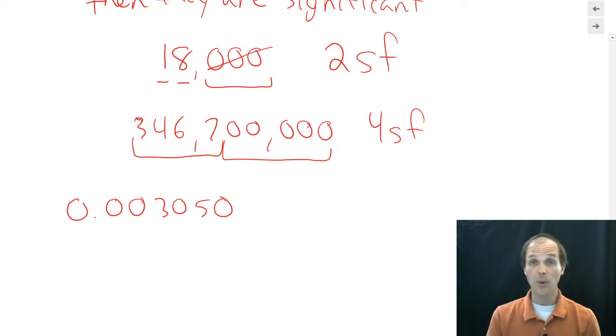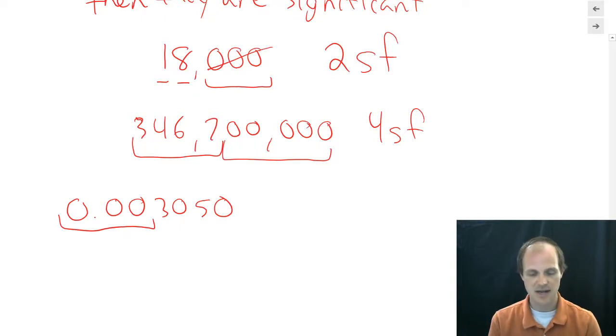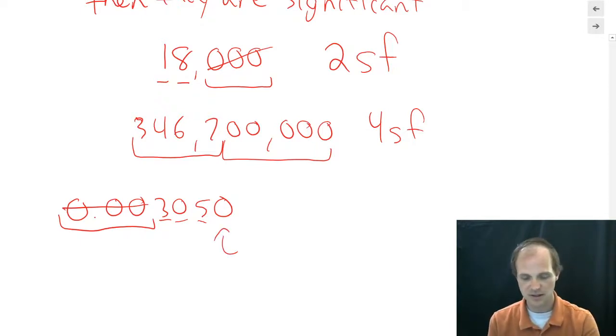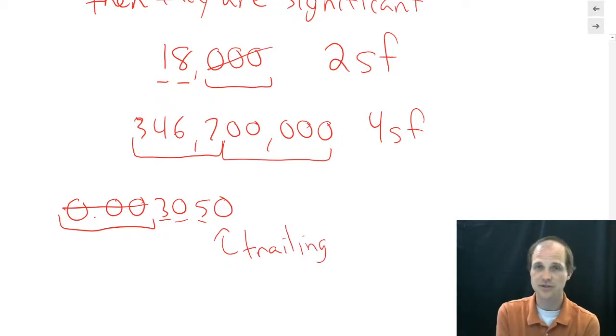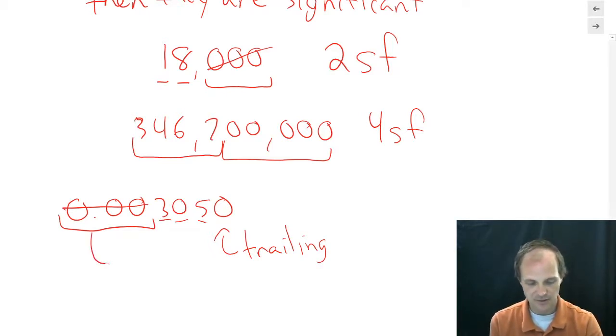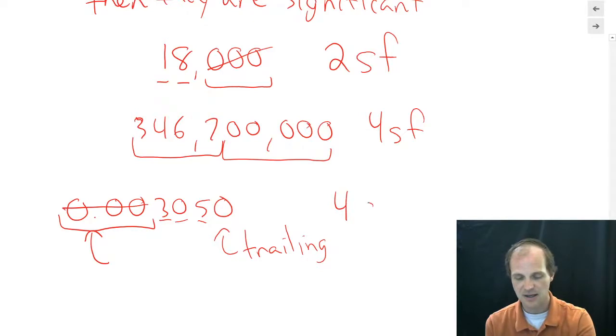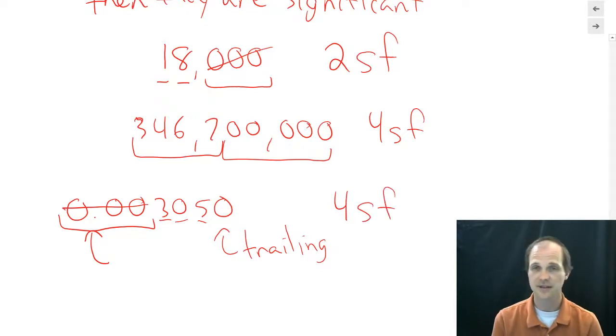0.003050. Ooh, lots of rules in one. Leading zeros, never significant. We know these guys are significant. We know this sandwiched one is significant. But now we have a trailing 0 here because it's after the last non-zero number. That's how we know it's trailing. It's after the last non-zero number, so is it significant? Well, if you look back here, there's a decimal point present. And because of that decimal point, that trailing 0 is significant, and we have 4 significant figures.